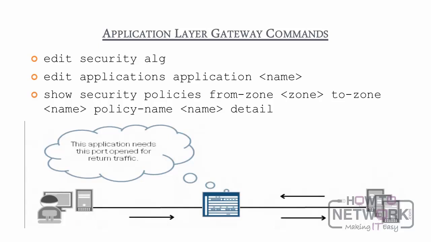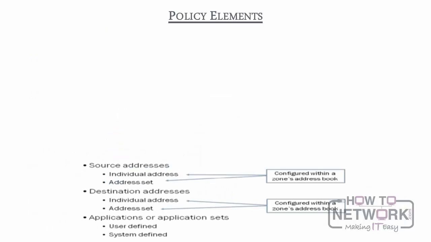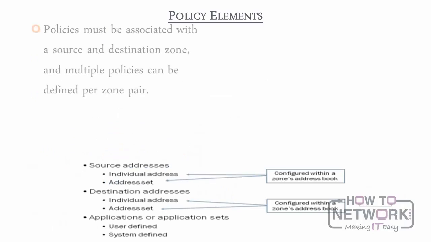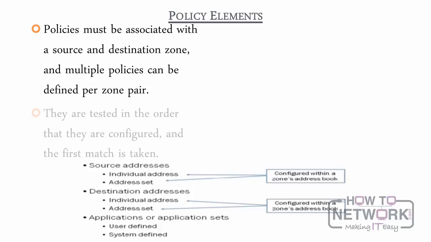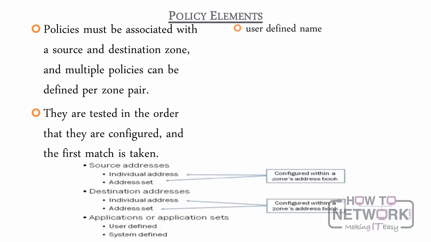Policies must be associated with a source and destination zone, and multiple policies can be defined per zone pair. They are tested in the order that they are configured, and the first match is taken. All traffic that passes through the device is checked against policy. Each policy has a user-defined name, matching criteria, source, destination, application, and an action.